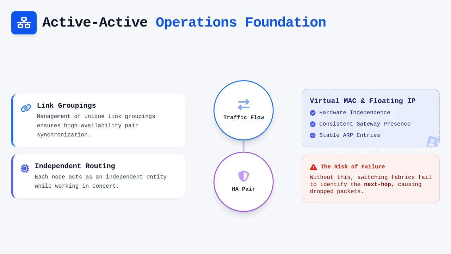The virtual MAC address mapping is particularly critical as it allows upstream and downstream switches to maintain consistent ARP entries regardless of which node is currently processing the specific session. Without these strategies, the interconnected switching fabric would struggle to identify the correct next hop, leading to dropped packets and interrupted connections.